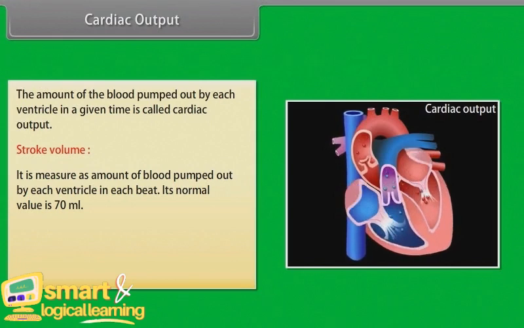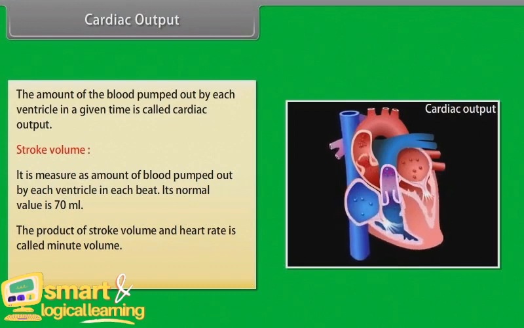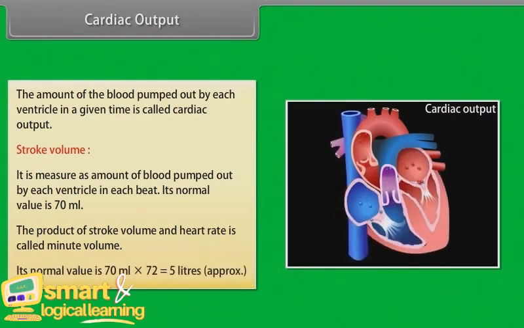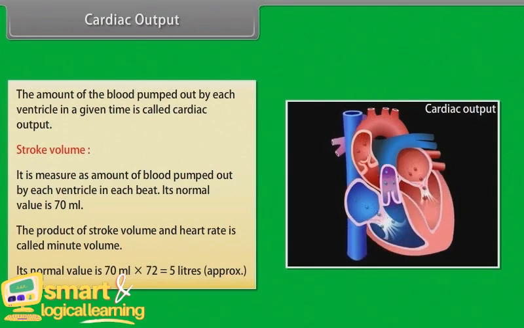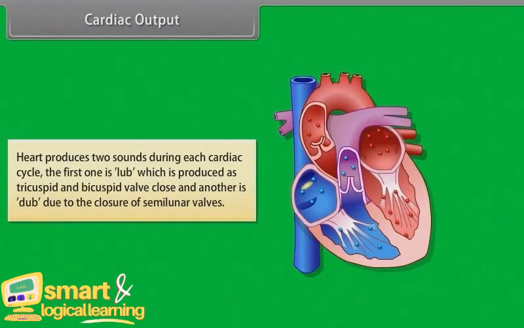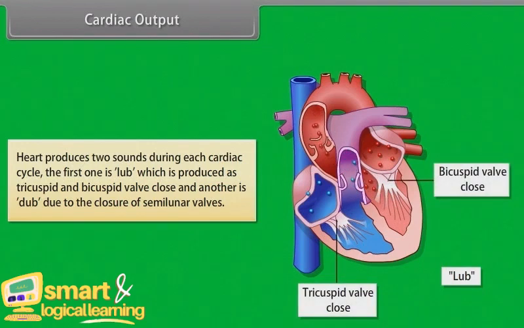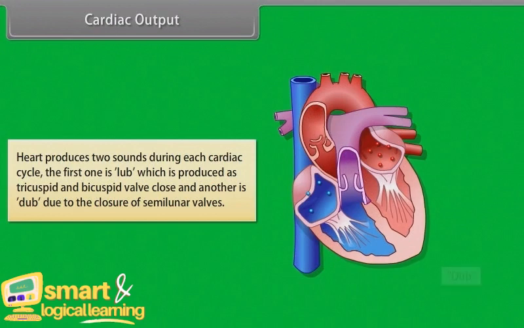The product of stroke volume and heart rate is called minute volume. Its normal value is 70 milliliters times 72, which equals approximately 5 liters. The heart produces two sounds during each cardiac cycle. The first one is lub, which is produced as the tricuspid and bicuspid valves close, and another is dub, due to the closure of semilunar valves.